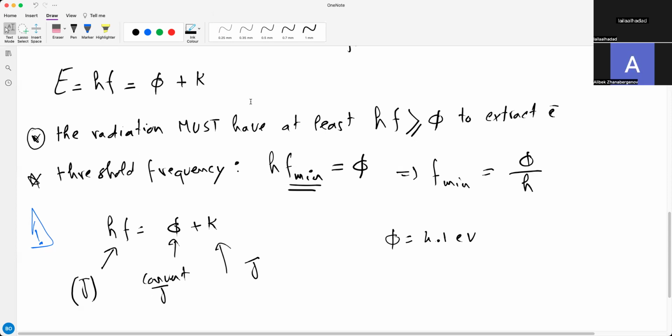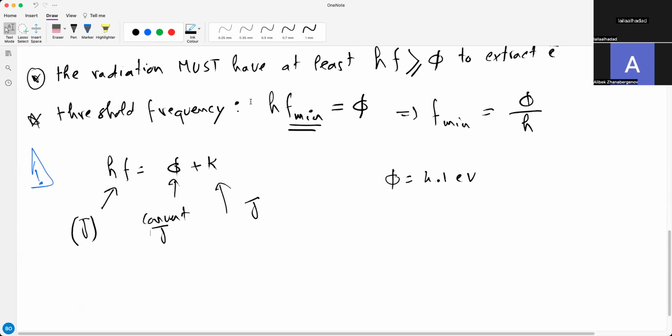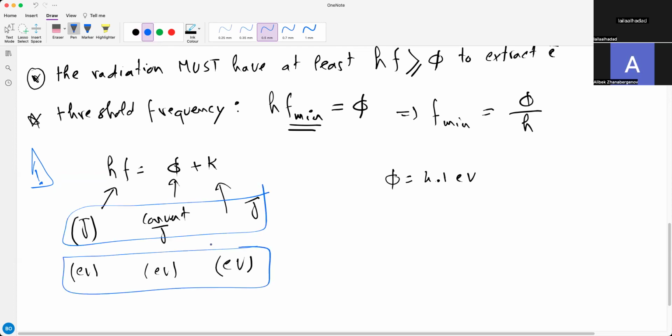Okay, so please, either convert everything to electron volt or everything to joule. This is a common mistake.